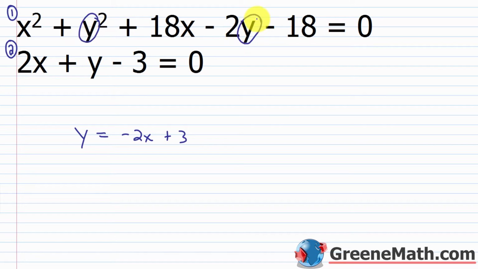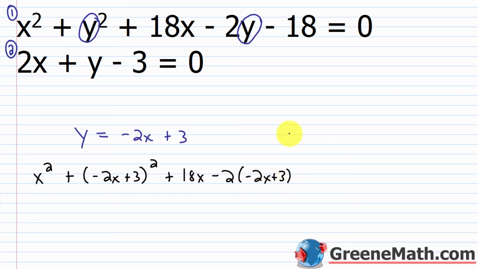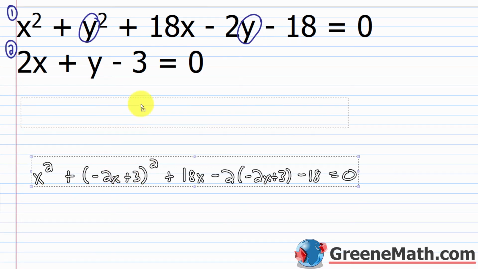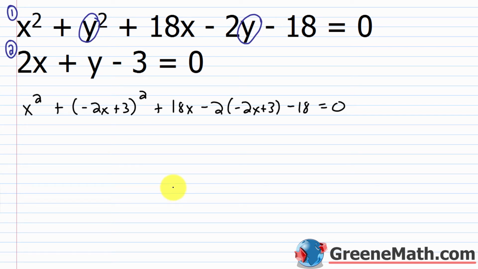So this problem is going to be a little bit more tedious because there's more stuff to do. So I'll end up with what? I'll have x squared plus, again, plugging in for y, I'll have this quantity negative 2x plus 3. This is squared plus 18x, then minus 2 times, again, I'm plugging in for y, so this negative 2x plus 3, and then minus 18. Okay, and then this equals 0. All right, so now we have that out of the way. Let me erase this, and then I'll just slide this up. All right, so now we just have some simplifying to do.